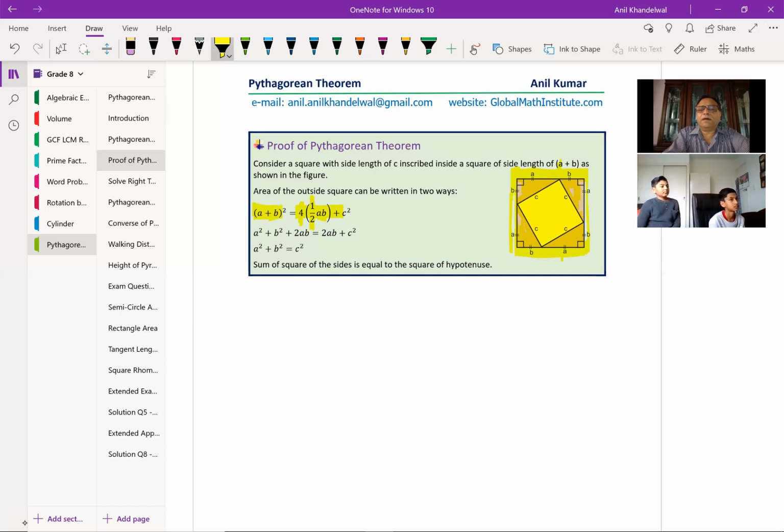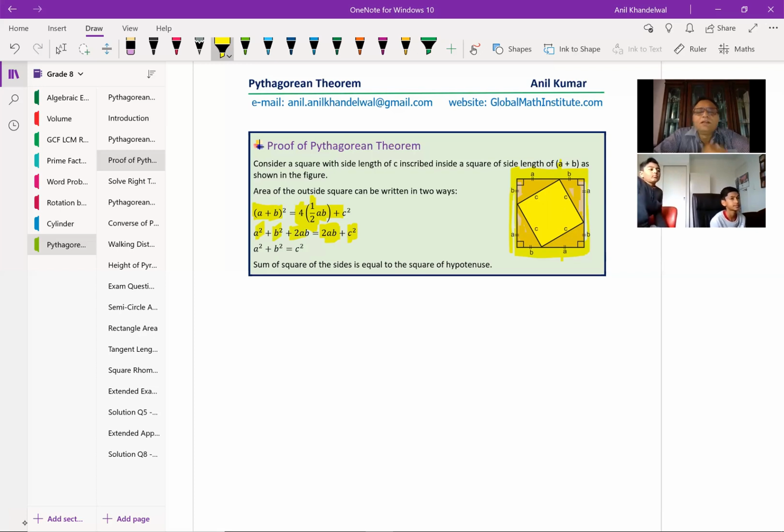Now, you can simplify this 4 times half of ab, cancelling by 2, right? Yes. It becomes 2ab plus c square. On the left hand side, we have (a + b) times (a + b). What is (a + b) times (a + b)? It's the area of the large square. But when you expand it, you know how to expand it, to multiply this? Okay. So if you expand and simplify, you'll get the terms a square plus b square plus 2ab.